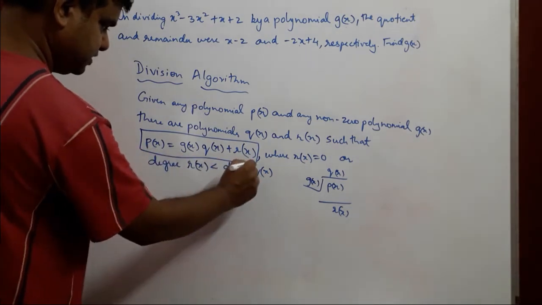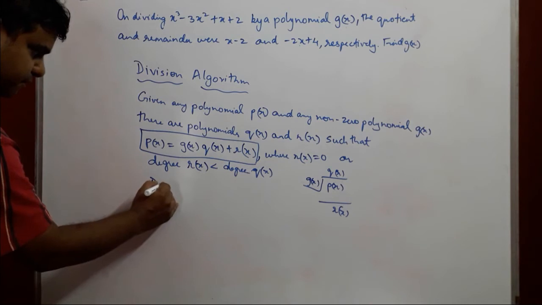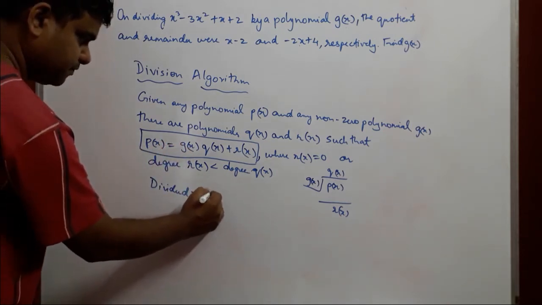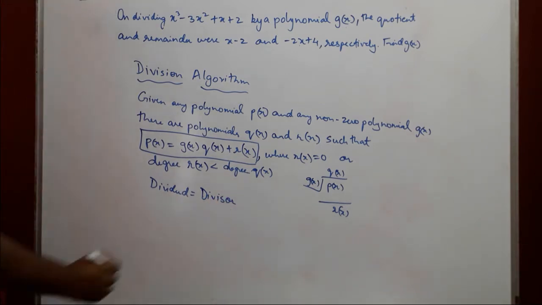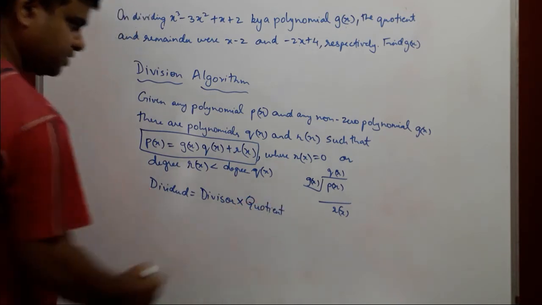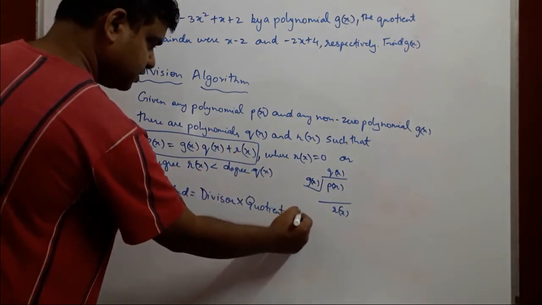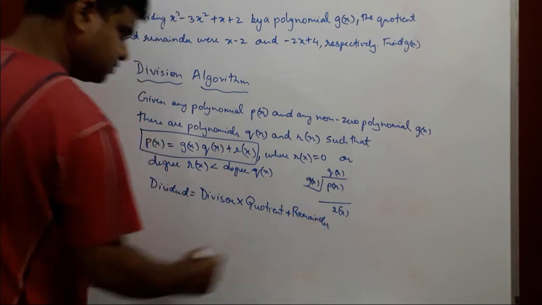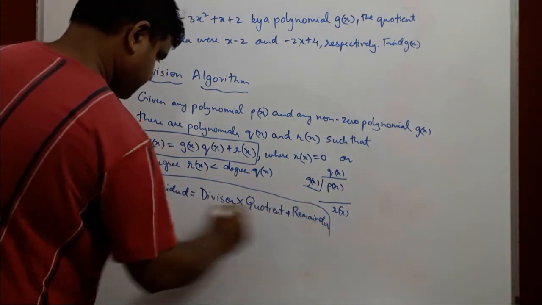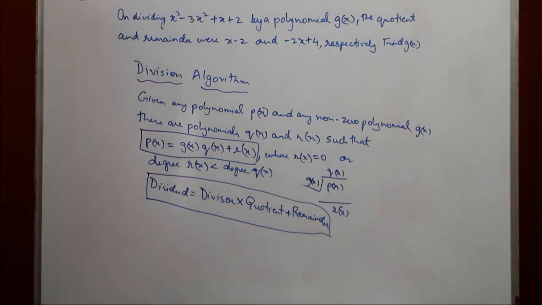What it says is p of x, which is the dividend, is equal to g of x, which is the divisor, into q of x, which is the quotient, plus r of x, which is the remainder. So the above, which is put in the box, is nothing but dividend equals divisor into quotient plus the remainder. This is what you need to know, and this is the division algorithm.